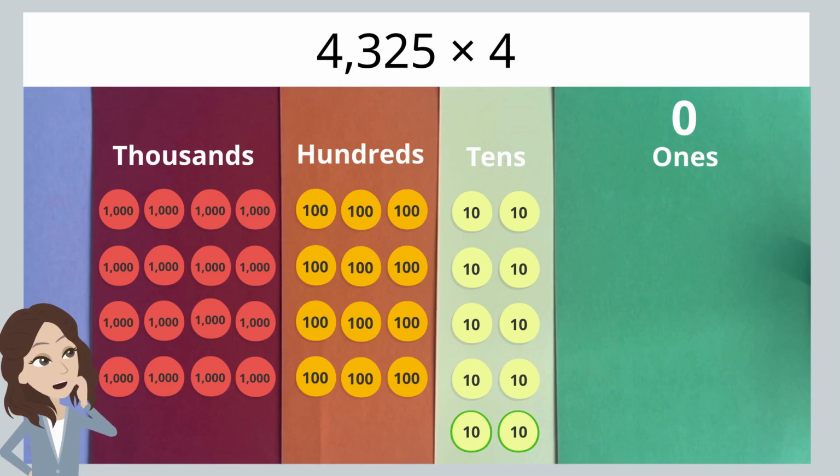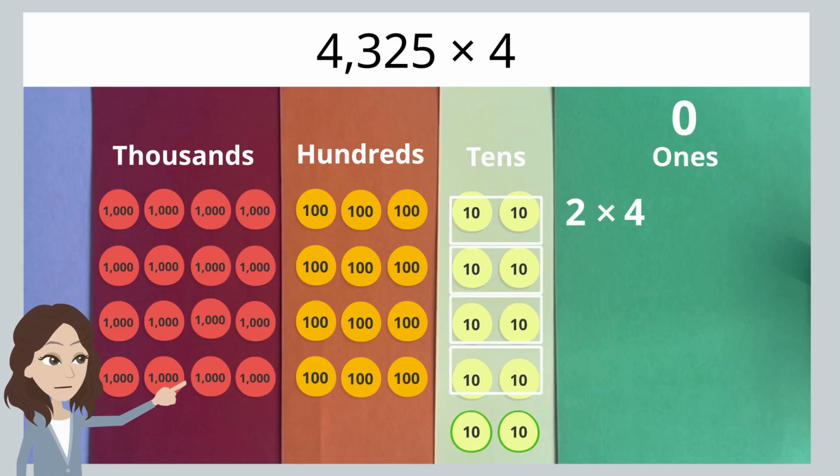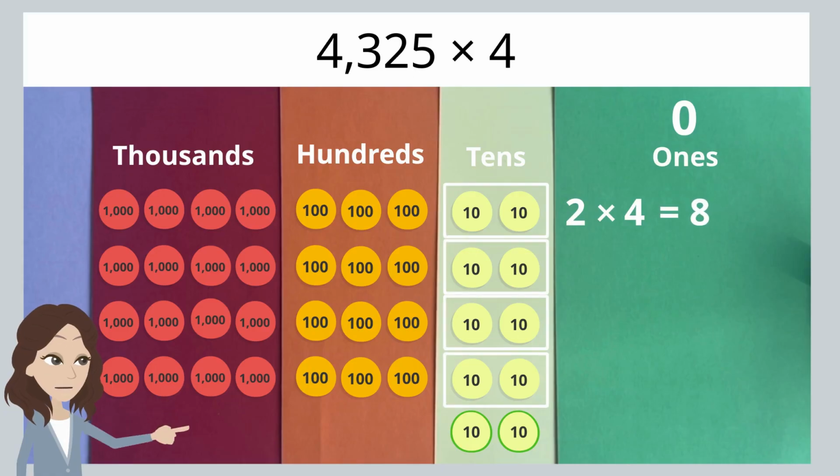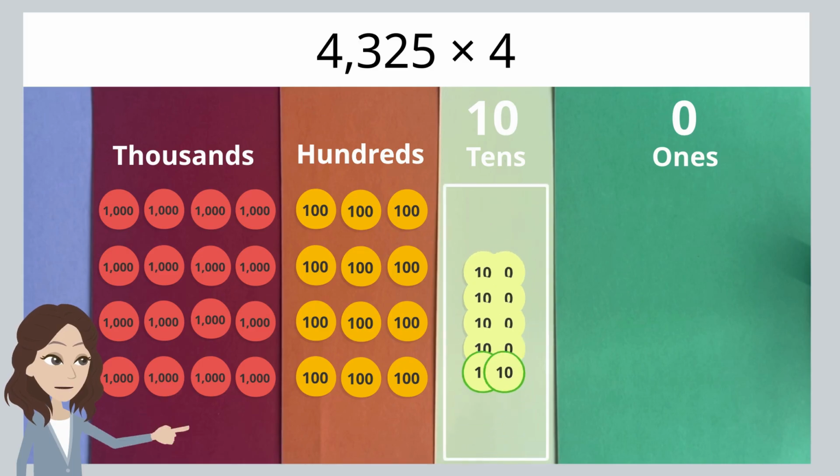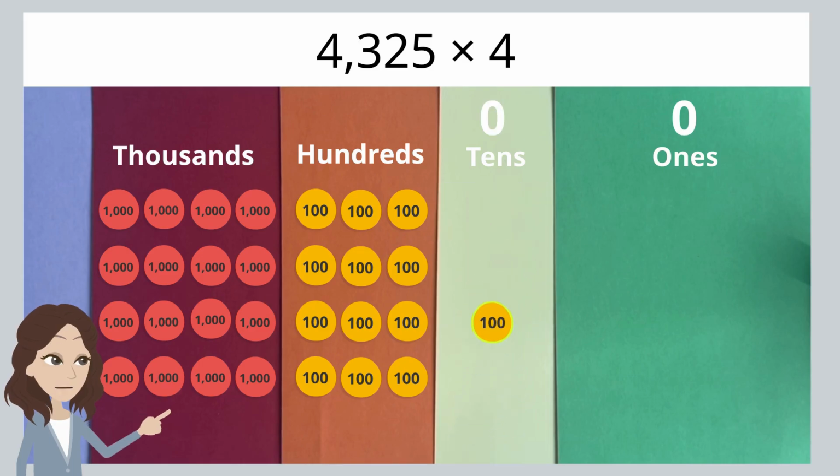Now, let's look at the tens place. How many tens are there? 2 tens times 4 is equal to 8 tens. Then, we add the 2 tens that we regrouped from the ones. So, there are 10 tens. We can regroup 10 tens into 100. Then, we move the 100 to the place value column for hundreds.